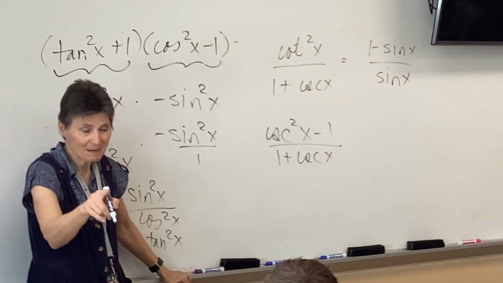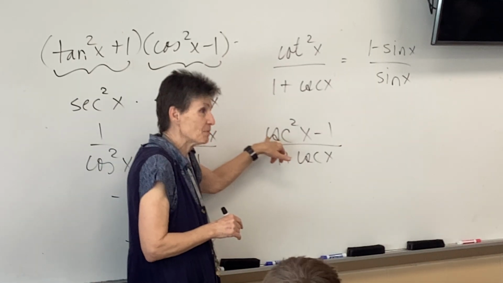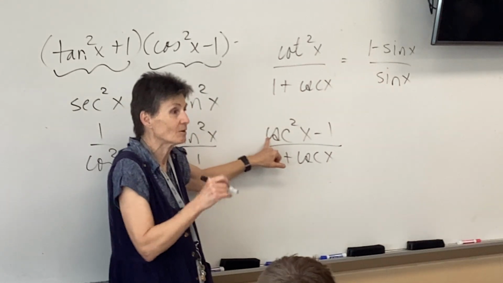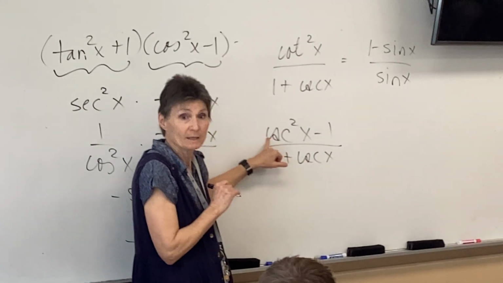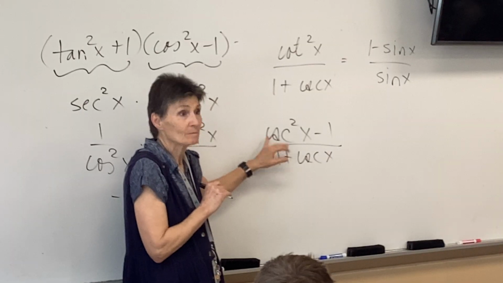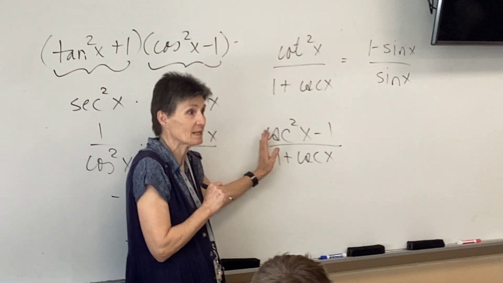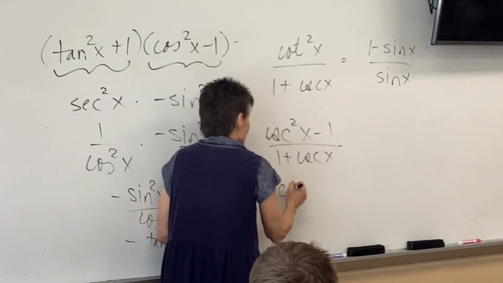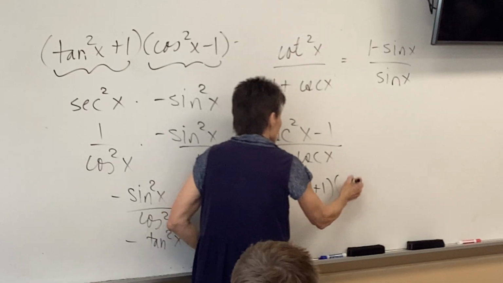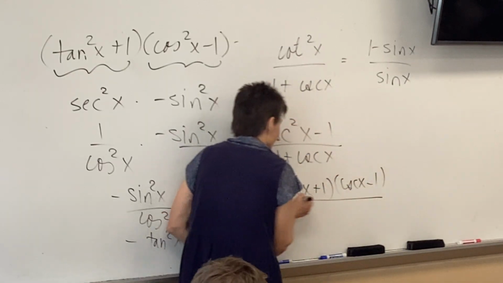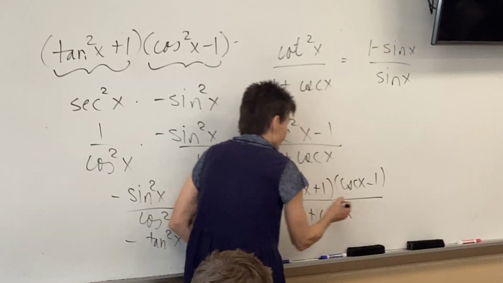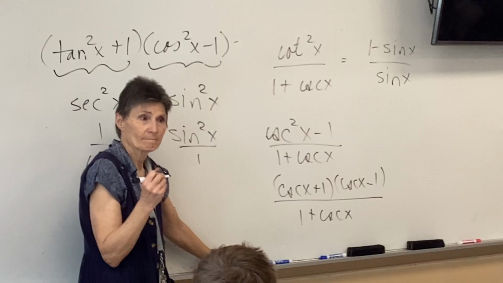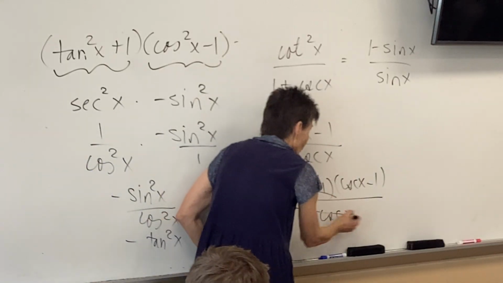Now this time, I'm going to look at that and think about factoring it, because I have the same thing in the denominator, and I'm hoping I'm going to be able to cancel. Right? Are you with me, guys? See how we're thinking? So, how does the numerator factor? Cosecant plus 1, cosecant minus 1. And these now will go away.